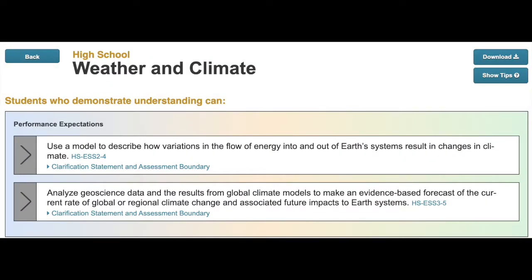Under the high school Earth and Space standards, the weather and climate expectations are: use a model to describe how variations in the flow of energy into and out of Earth's systems result in changes in climate. Analyze geoscience data and the results from global climate models to make an evidence-based forecast of the current rate of global and regional climate change and associated future impacts to Earth systems.